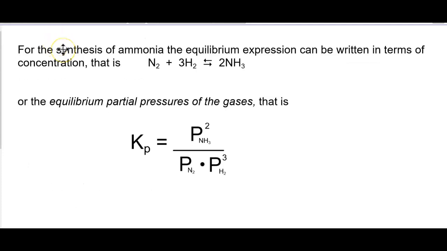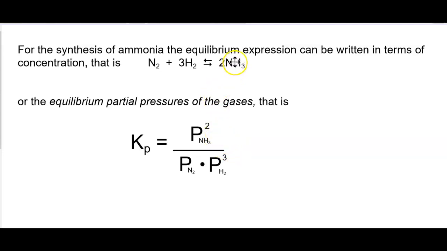So for this synthesis of ammonia, we can write an equilibrium with partial pressures. Remember, a partial pressure would be the parts that make up the whole. So we would do Kp, the equilibrium constant expression in terms of pressure. The P just indicates that we're going to put pressure values in here. And then it's the same set of rules we used a moment ago.